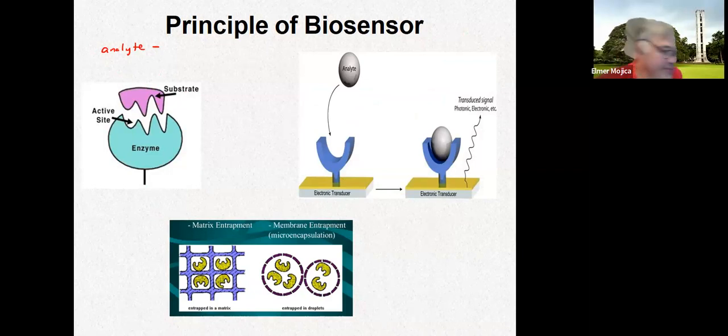Magpapahinga lang ako. Pamatay kasi heater namin dito eh.